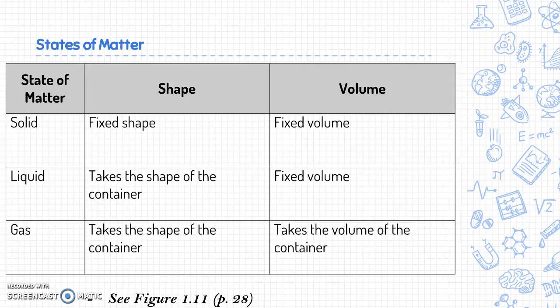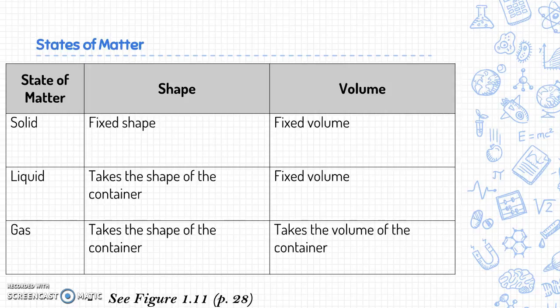Gases spread out to take up the volume of, for example, the room. Gases will spread out and occupy every part of the room. There is no one part of the room that has more gas than the other. There's no place in the room where you will suddenly find a vacuum where there is no gas.